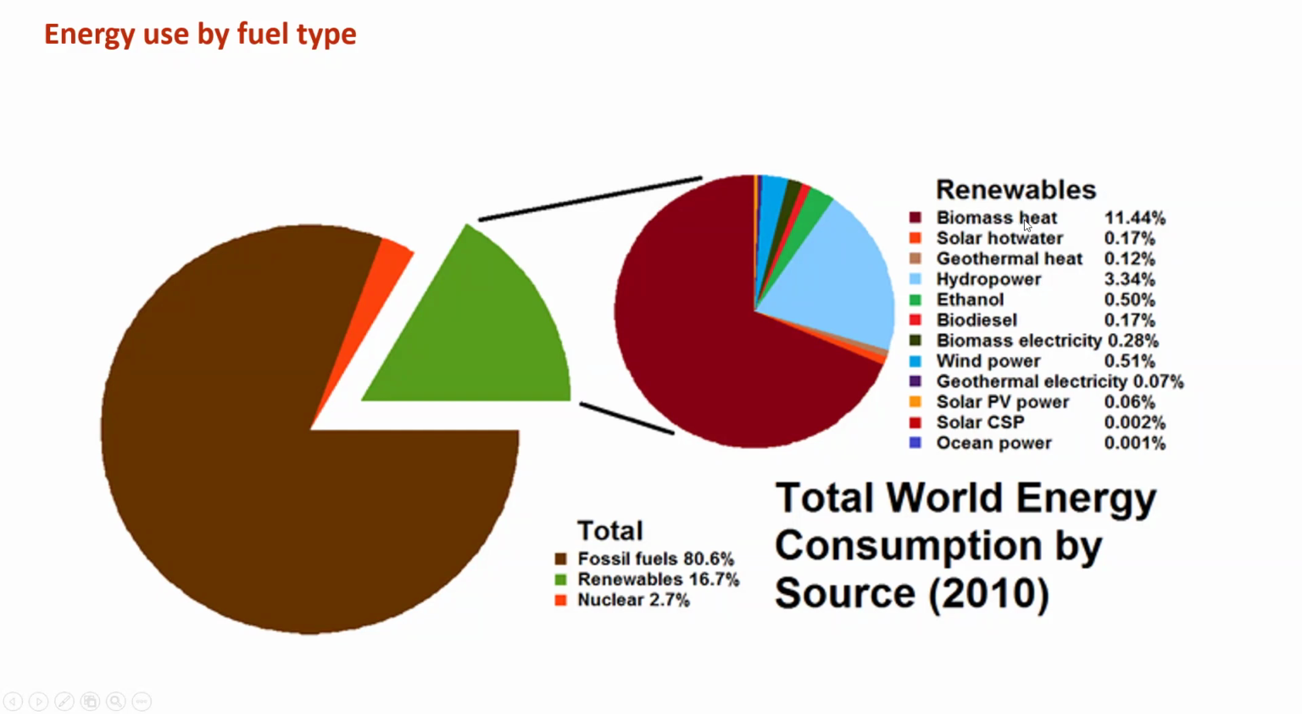There is solar hot water, 0.17%. Remember that solar panels can be used to produce electricity or to produce hot water. The efficiency is different. It's more efficient to produce hot water than producing electricity, as you can understand, and also the duration of the plant is longer. Geothermal heat is very interesting, but the contribution is very limited and related to only some part of the globe. Hydropower, the percentage is similar to what we have seen before. Before it was stated at 2.5%, here it's 3.3%.